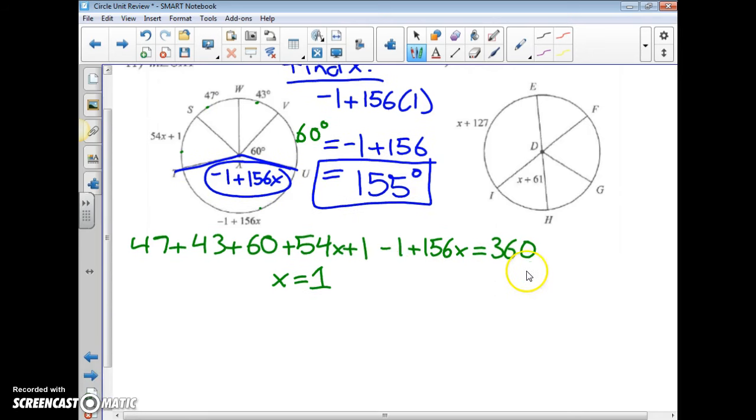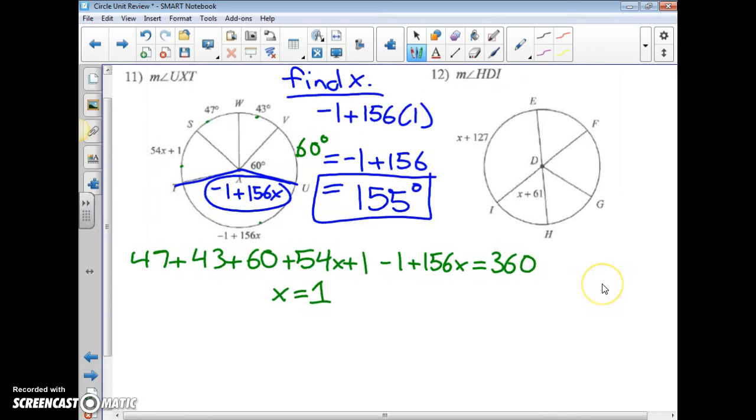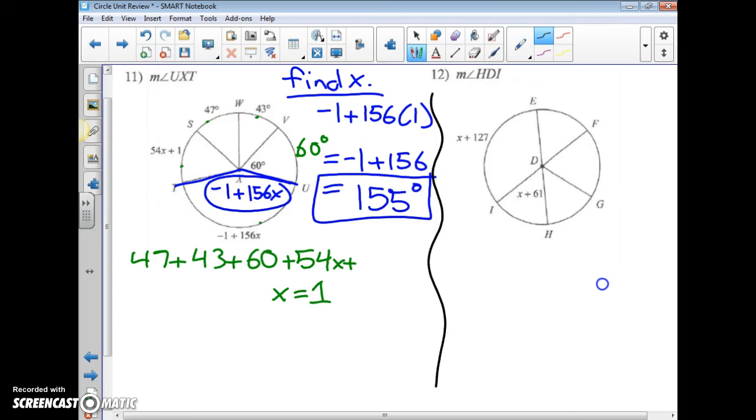Looking at number 12. Erase a little bit of this off. So the measure of angle HDI, well, I got to go and find that. So HDI is right here. Again, I'm running into that same problem. I've got to go and find x. So I've got to devise a way that I can somehow figure this out.